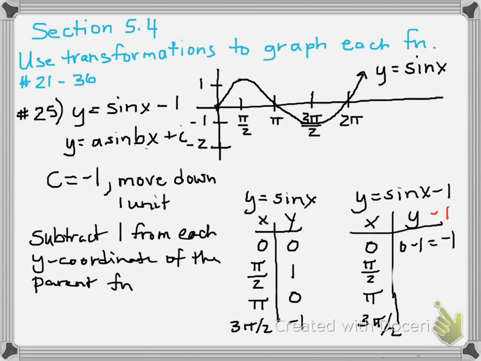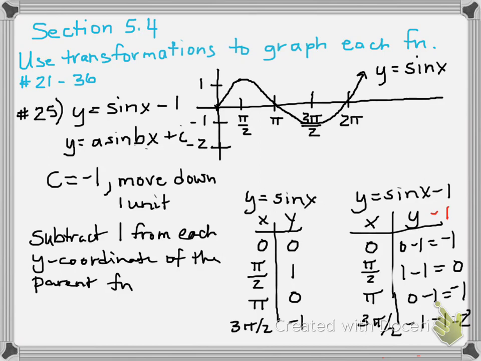Okay, so I could do this again and do it the right way. This is going to be 1 minus 1, which is 0. This is going to be 0 minus 1, which is negative 1. And this is going to be negative 1 minus 1. Let's see, 1 minus 1 is 0, 0 minus 1 is negative 1, negative 1 minus 1 is negative 2.